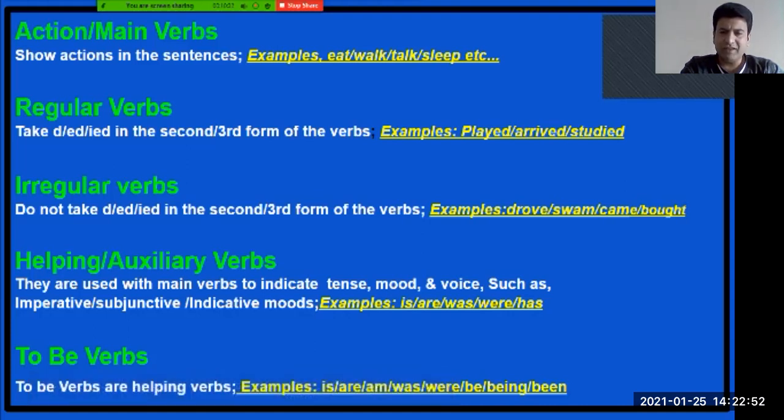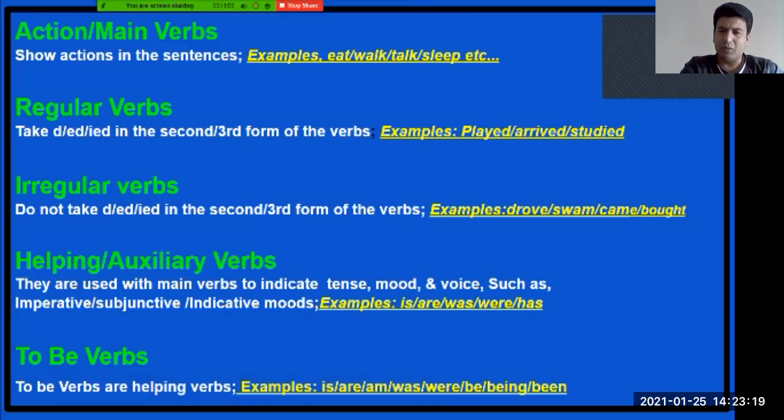And if we talk about the tense, how they indicate the tense: when we say "he is going to the market," and if we change is into was, this present continuous tense changes into past continuous tense. "He was going to the market." So is and was change the tense. It took it from present continuous to past continuous.